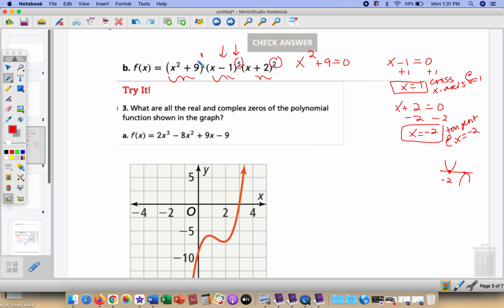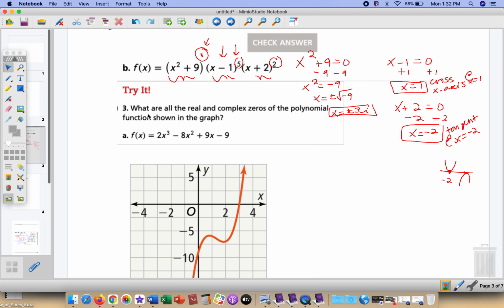So we know that because x squared plus 9 is to the 1st power, this happens an odd amount of times, so it would cross. However, when we solve this, we see that we're going to have imaginary values. So your graph is really only going to cross the x-axis at 1 and tangent at -2. Let's look at the next one.